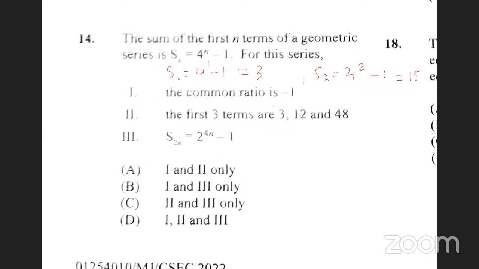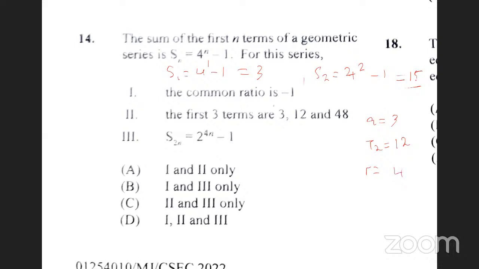So it means that the first term is 3, and the second term, how will you get the second term? If you had the sum of the first two and you had the first term, minus from 15, right? And you'll get 12. Because when you add 3 and 12, you'll get 15. So R is what? What do you multiply 3 by to get 12? 4. So R is 4.